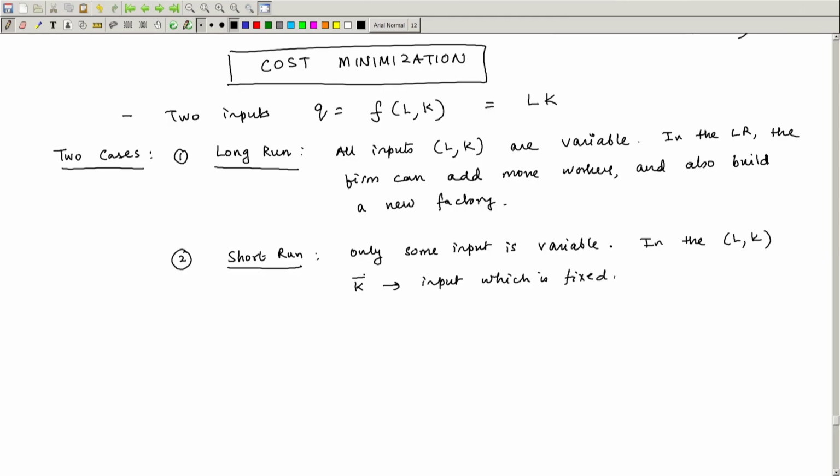This is not unreasonable because it's harder to build a new factory overnight, right? But labor can be changed, right? So labor is a changeable input. It is much easier to change the amount of labor compared to the amount of capital. So K bar is the input which is fixed, and it's easier to change L.